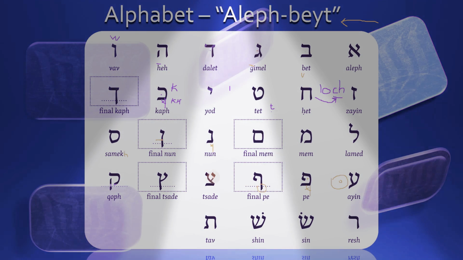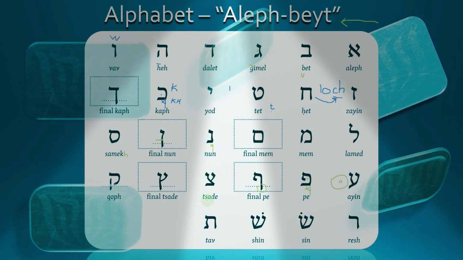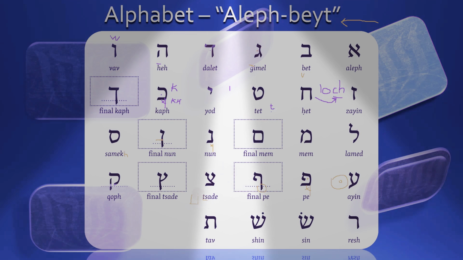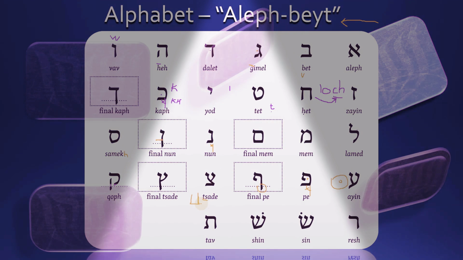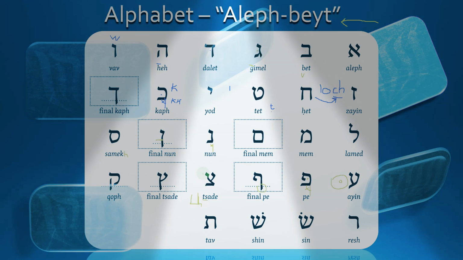Okay. Next we have Tsade. Tsade. And this makes a TS sound. For any Russian speakers, it's like this letter, same as this letter. TS.